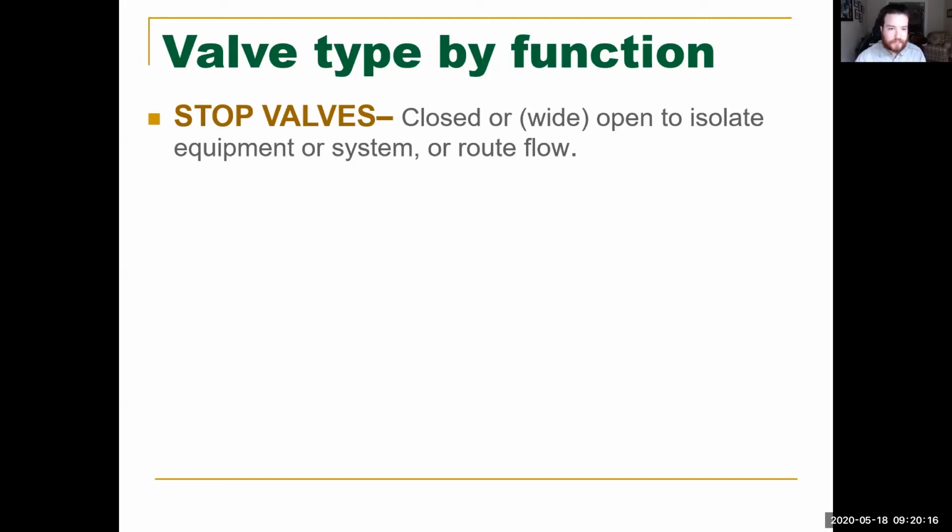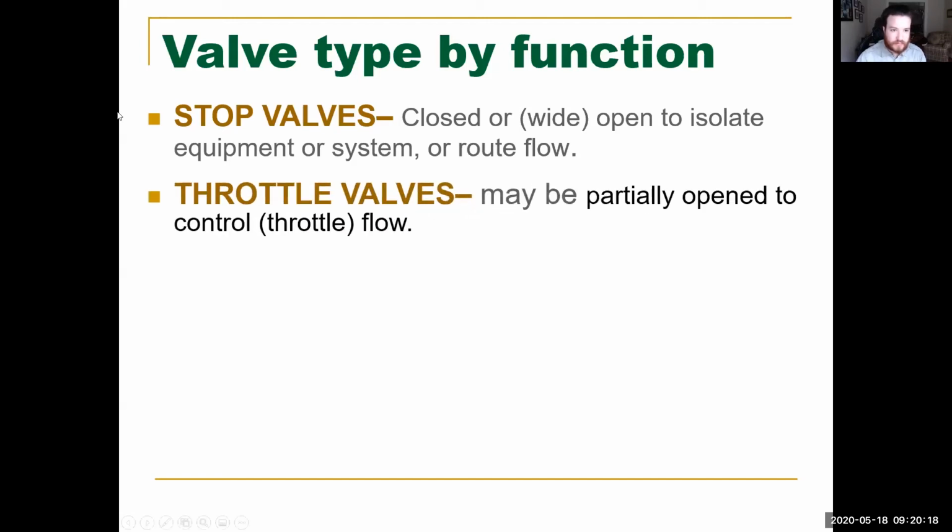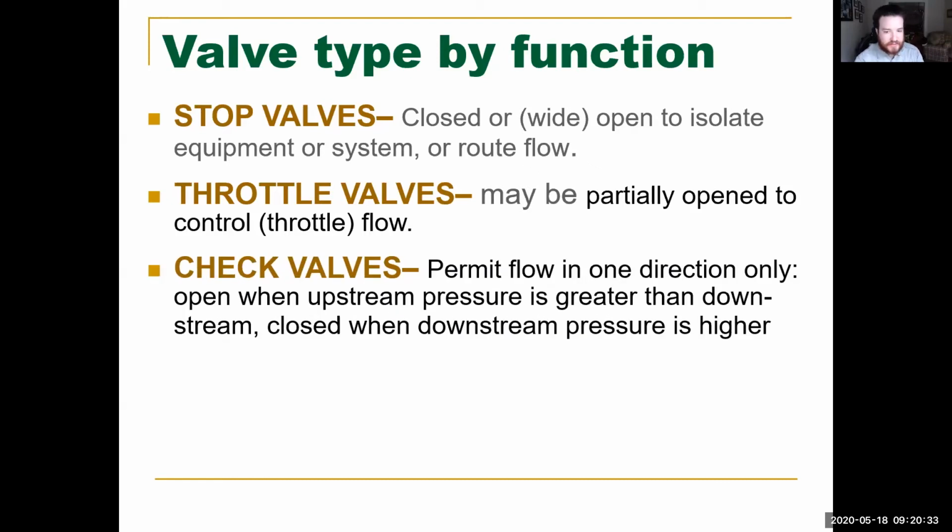All right. So, and then you have throttle valves. And remember, these are just classifications. All right. So throttle valves may be partially open to control or throttle flow. All right, and then you have check valves. Check valves only permit flow in one direction only, and open when upstream pressure is greater than the downstream. Closed when downstream pressure is higher.